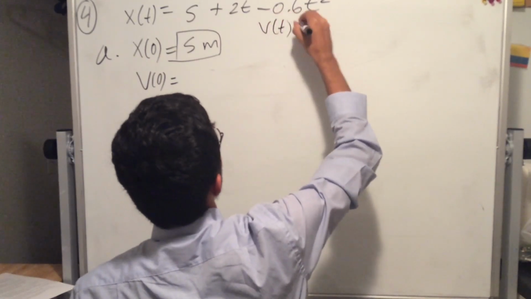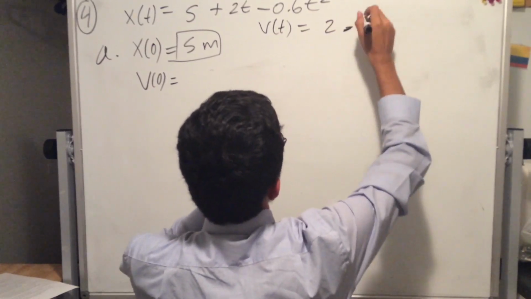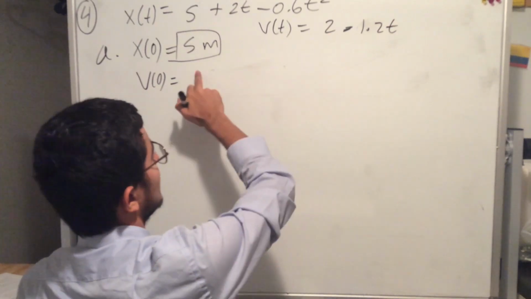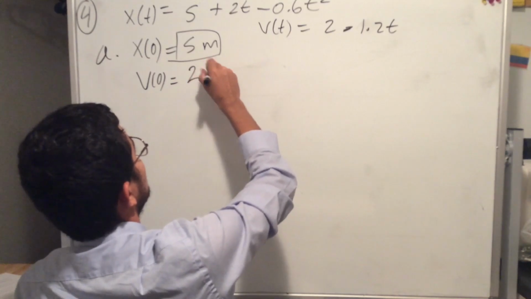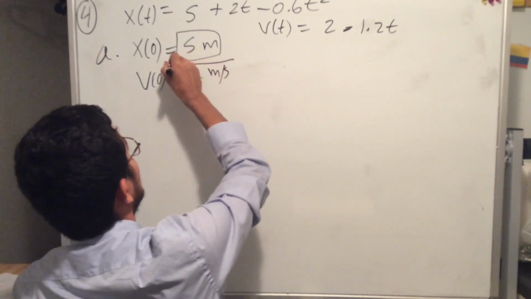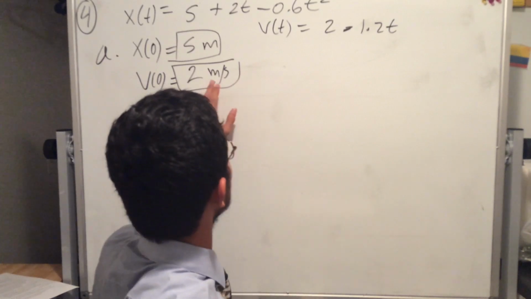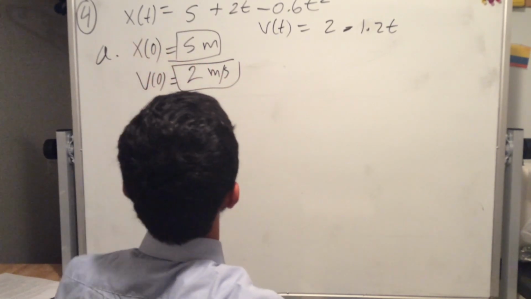V of t is going to be 2 minus 1.2 t. Okay, that's going to be the velocity function. And when we evaluate it at 0, that's going to give us 2 meters per second. Don't forget about the units. You have to write out the SI units. Don't forget about that. Meters per second, with respect to each function.